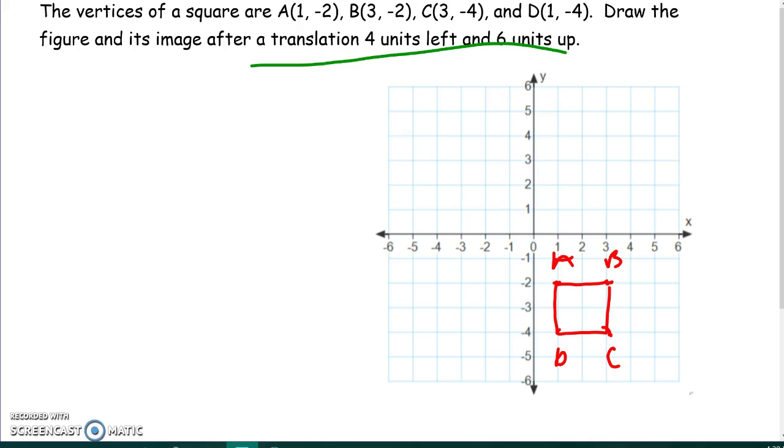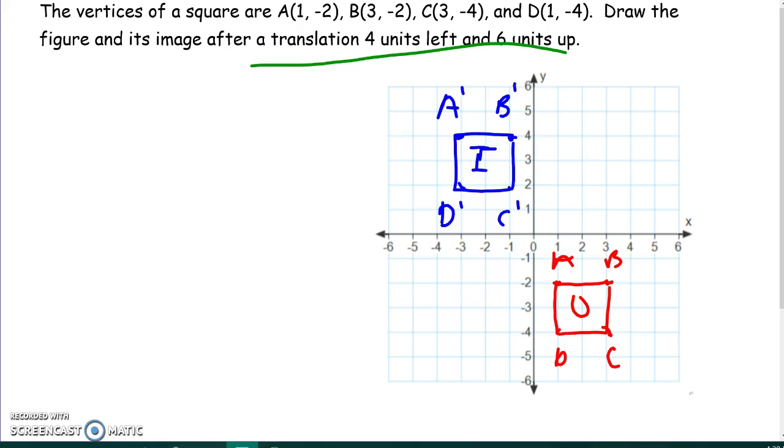Okay, that's the original. And now for the translation. Okay, 4 units left and 6 units up. 1, 2, 3, 4. 1, 2, 3, 4, 5, 6. So there's A prime. B prime should be just next door. Okay. And now D prime. And C prime. And that's our image.